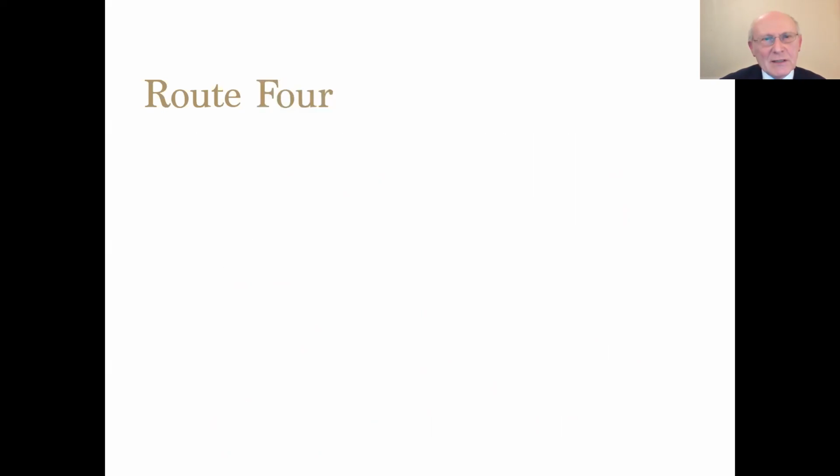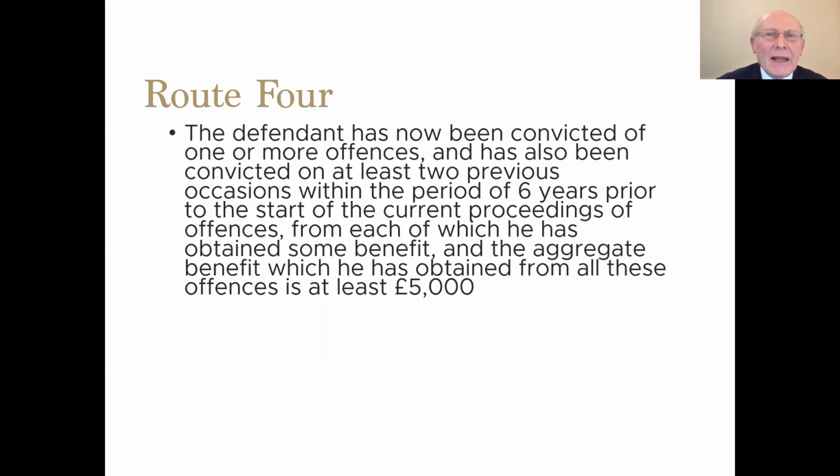And finally, route 4, which is the most complicated of all, I'm afraid, is where the defendant has been convicted of 1 or more offences, but has also been convicted on at least 2 previous occasions. So we're not talking about the same proceedings, we're talking about different proceedings. There have been at least 2 different proceedings, in addition to the current proceedings, within the period of 6 years prior to the start of the current proceedings, of offences from each of which he's obtained some benefit, and the aggregate benefit he has obtained from all these offences is at least £5,000. I have to say, it's not one I often see in practice, but that is there.